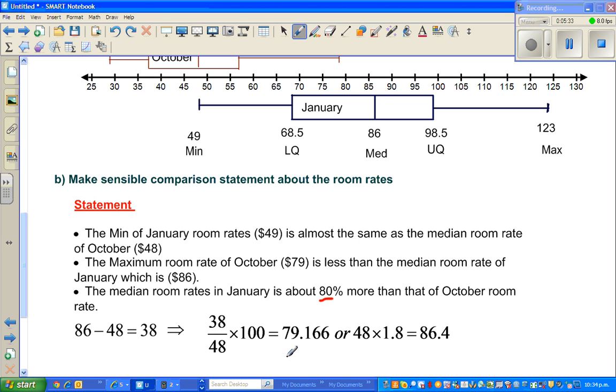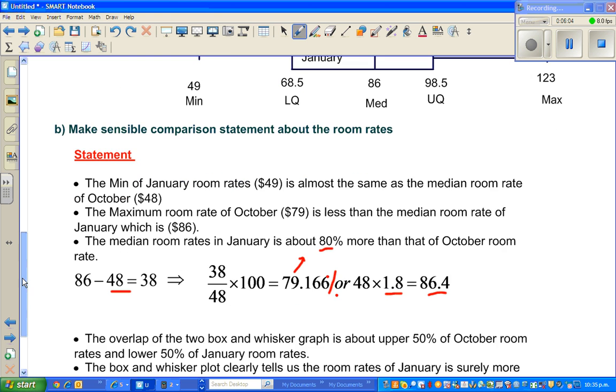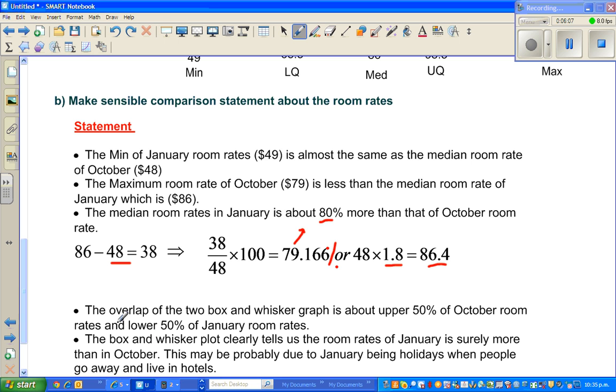Now, to talk in terms of percent, I took 38 divided by 48, which is the room rate of October, and multiplied by 100, which gives you the percent. So I've considered this to be almost 80%. A different way of checking it is 48 times 1.8, so this is increasing by 80%. That's almost 86.